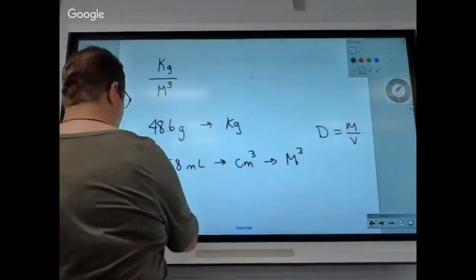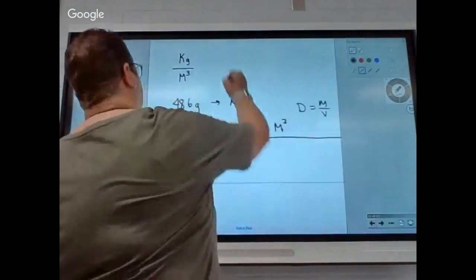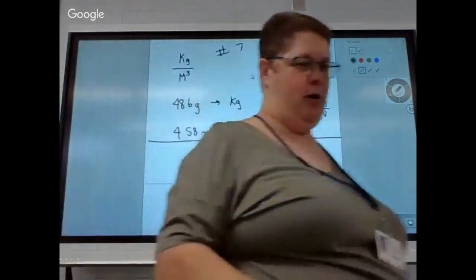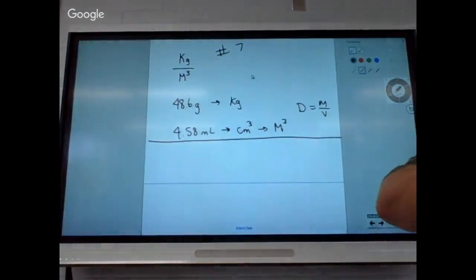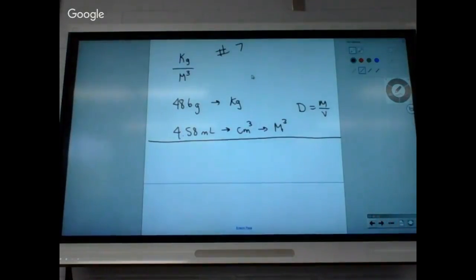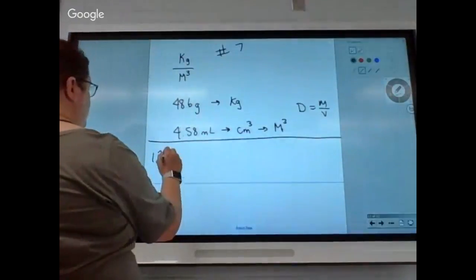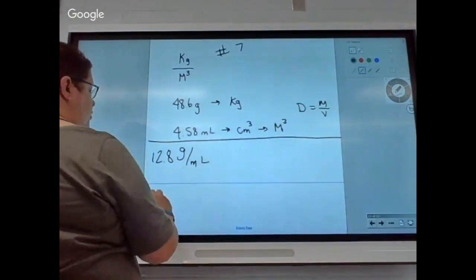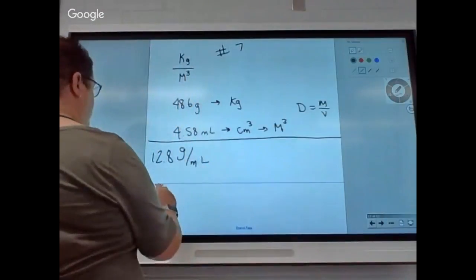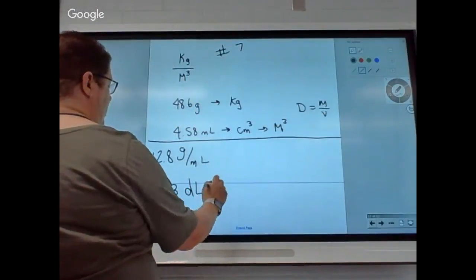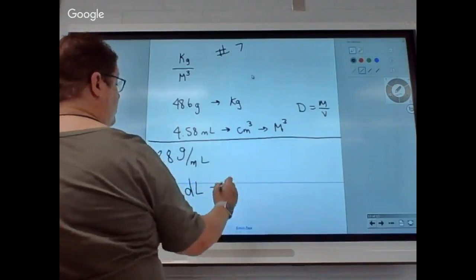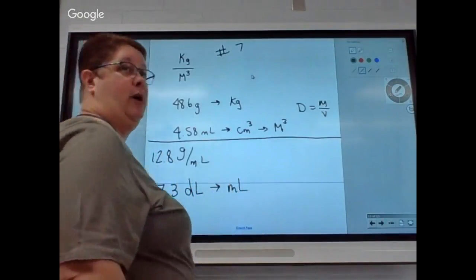All right, so that's number 7. Tell me what's weird about number 8. What's weird about number 8? 2 different measurements. One is in deciliters and one's in what? Milliliters. So what are we going to need to do that deciliters? Change it to milliliters. So you've got 12.8 grams per milliliter, and you need to take that 7.3 deciliter and change deciliter into what? Change it to milliliters. And then you can plug it in your formula.